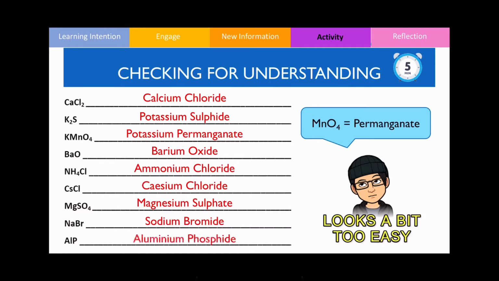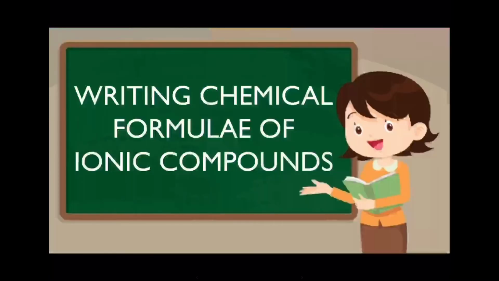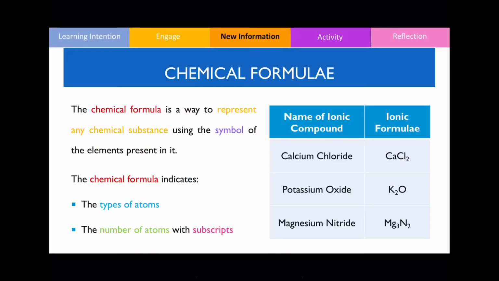Okay, hopefully you guys actually did very well. Let's move on to the next part of today's lesson. The next part is going to be learning how to actually write down the chemical formula of ionic compounds. Before I show you how to actually find the chemical formula, I'm just going to quickly explain and define what it is. So the chemical formula is pretty much a way for us to represent any chemical substance using the actual symbol for each element present in it.